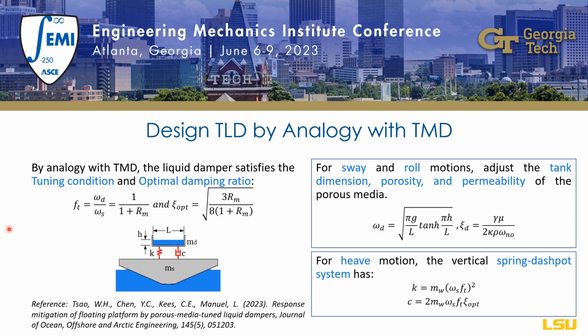The liquid damper is a dead load along the vertical direction. Therefore, we add an internal spring-dashpot system between the liquid damper and the floating body to make the liquid damper a two-mass damper. So the design of the stiffness and the damping coefficient is straightforward. With the concept in mind, we must know the frequency of the floating body in advance.